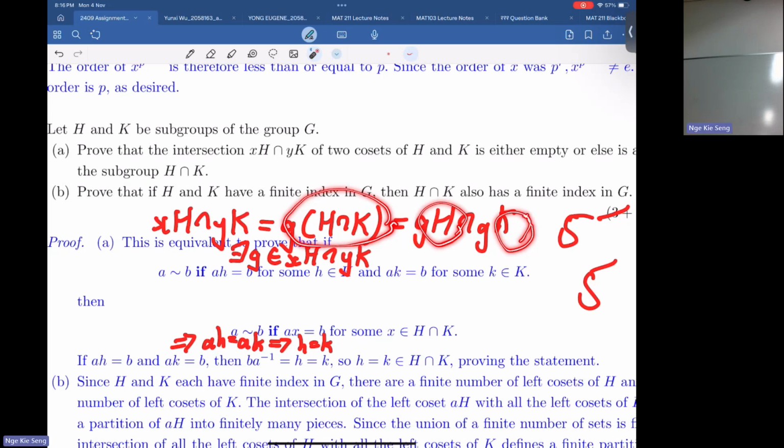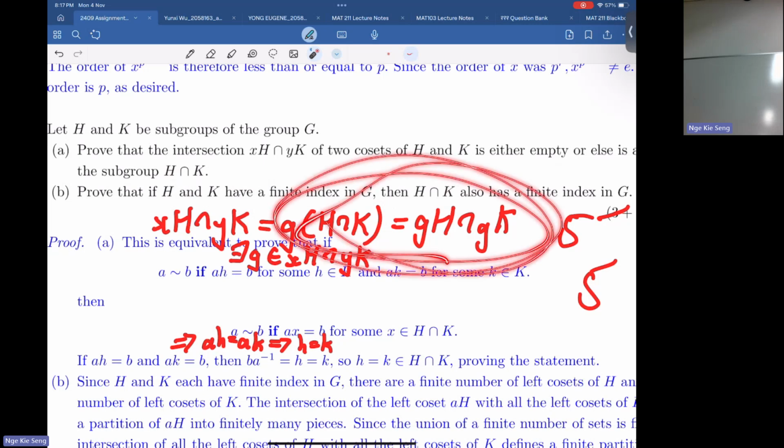But what do you know about the index of H and K? They are finite. So you just look at finitely many intersections. So you know that this left-hand side here is finite. Not only finiteness, right? It is at most how many? At most the index of H times the index of K. At most, because sometimes you get an empty intersection. Does it make sense?